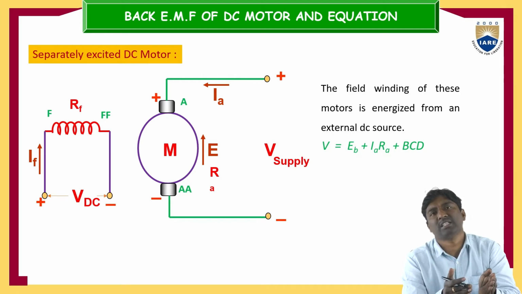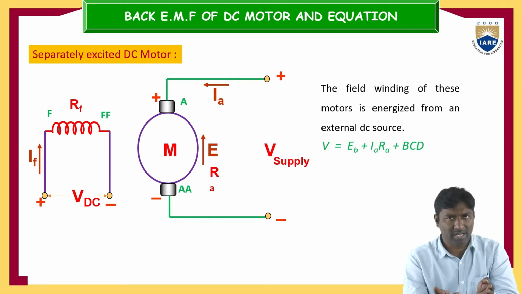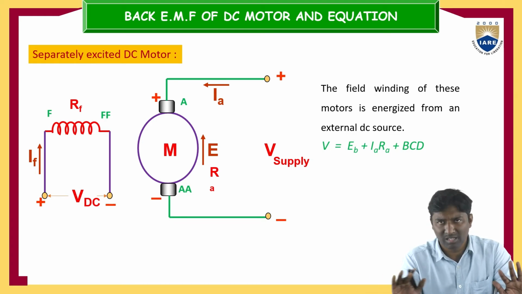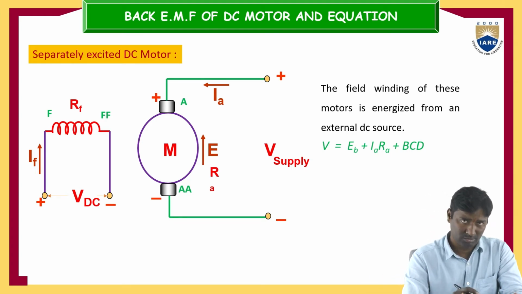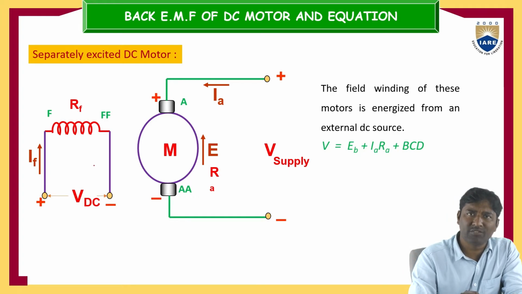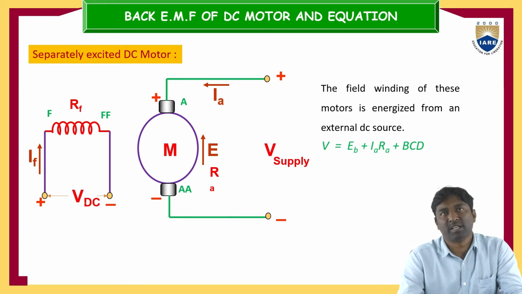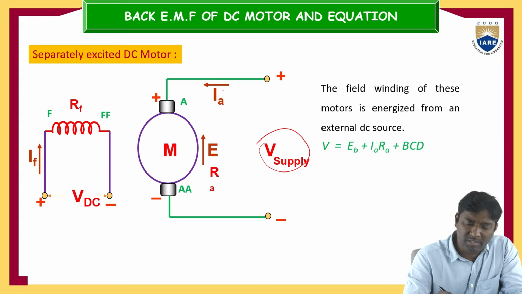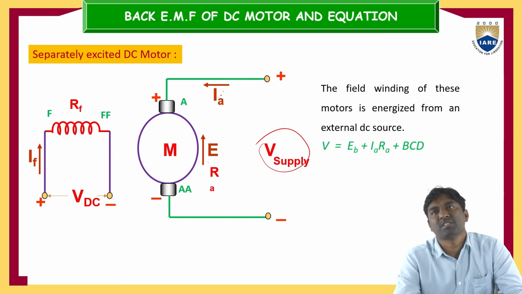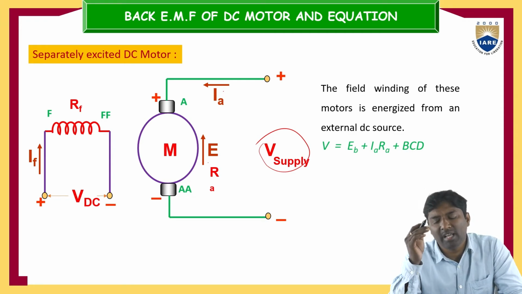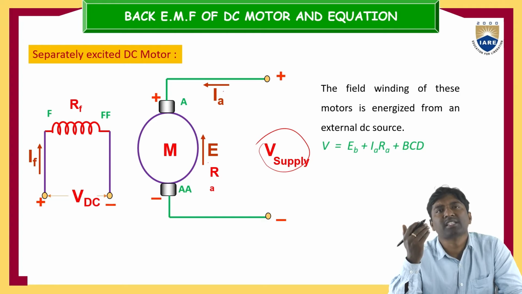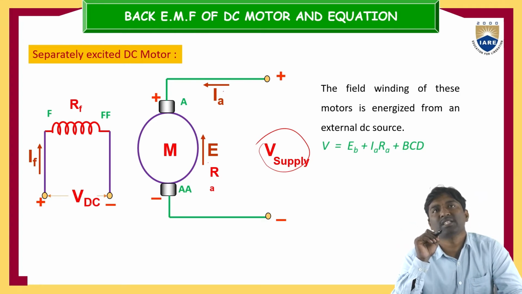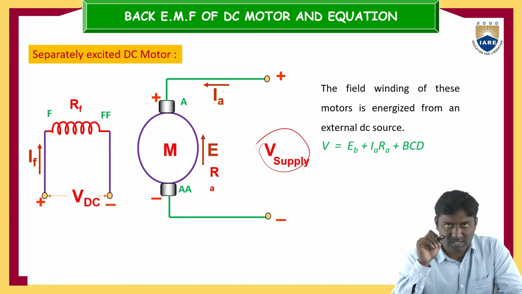In case of the self-excited DC generator, armature winding and the field winding are both connected in one manner only. Now, I am here exciting the field winding separately with the DC supply. This is the V supply, and the armature current IA, and this is the back EMF. EB opposes this armature current. So the field winding of this motor is energized from an external DC source. That's why this is called a separately excited DC motor.